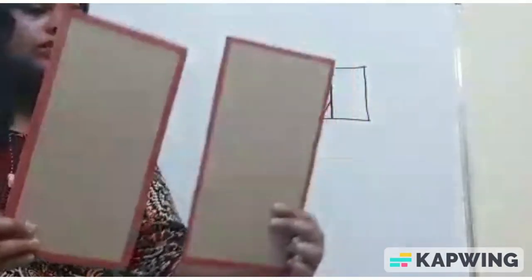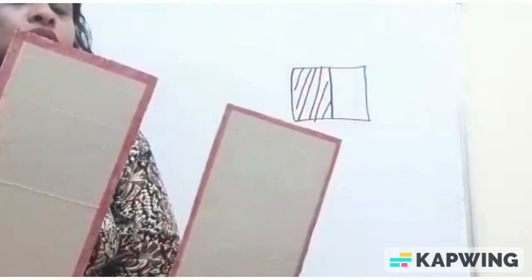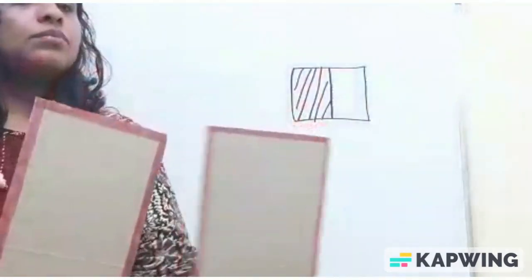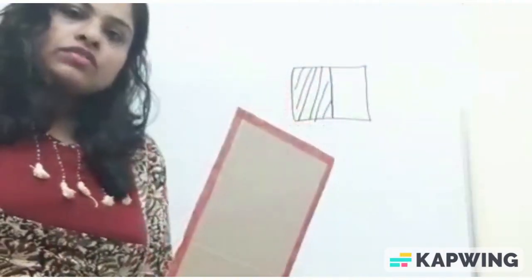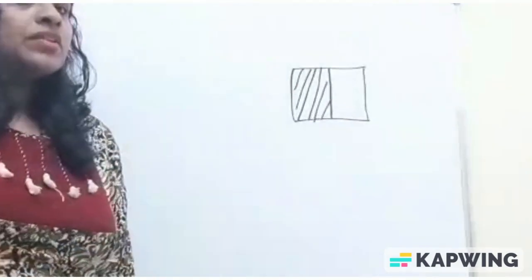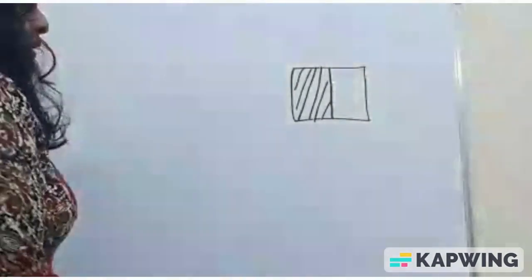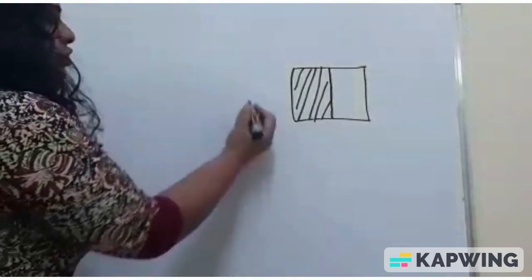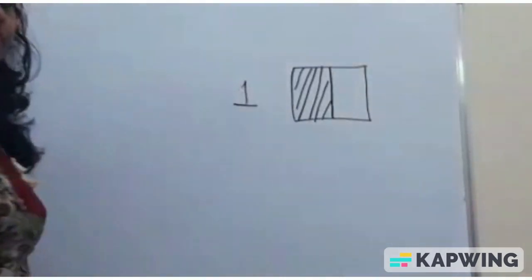When I tried to cut, how many portions did I get? 1 and 2. Now, I'll give this part of the cardboard to one child, and this part of the cardboard to another child. How many parts did I give to each child? Each child got one part. That part I have shaded here. So I'll write it as 1.